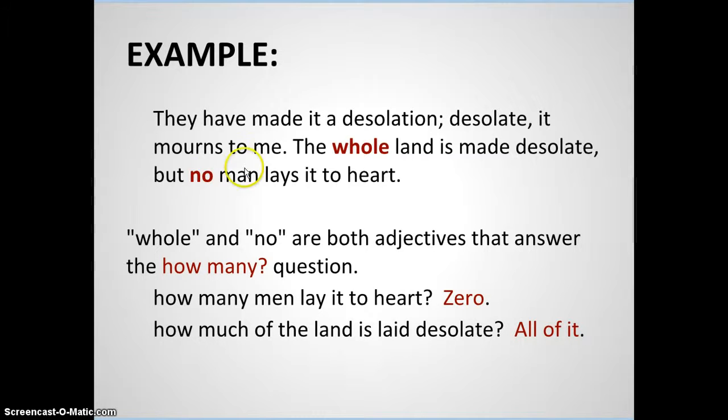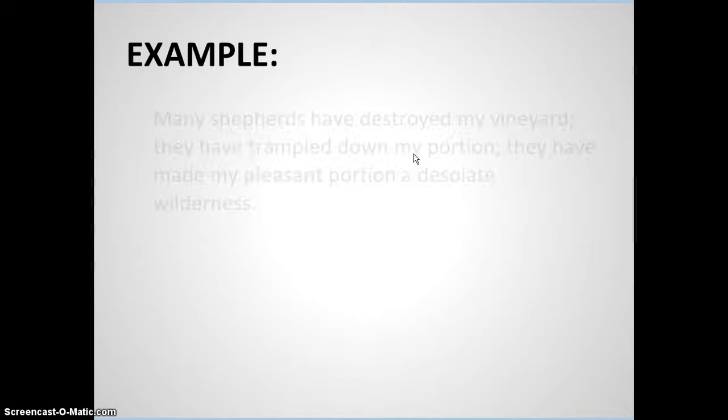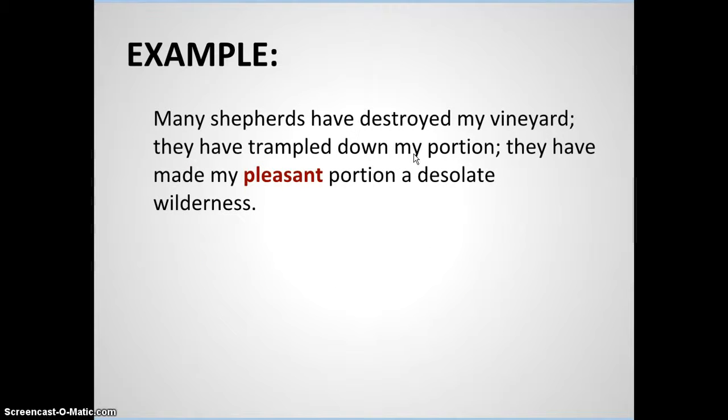And of course, that's how we know it's an adjective in the first place, because it's answering the how many question. Then we have over here, how much of the land was made desolate? Well, all of it is made desolate. So again, we have here an adjective that is modifying the noun land by telling us how much of the land was laid desolate.